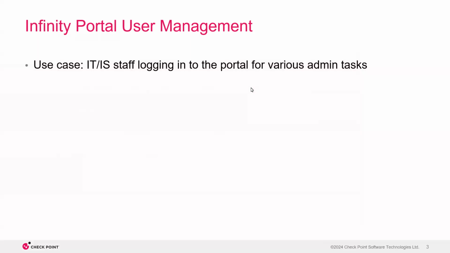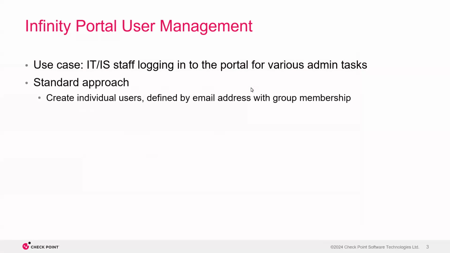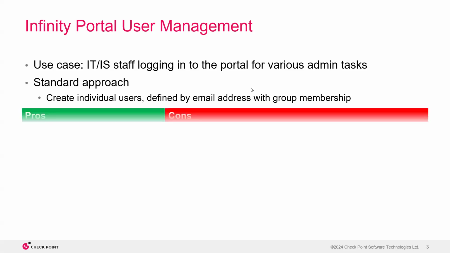So to start off with, I just want to review some typical use cases for something like this. When you have an organization of really any size at all, you have staff logging in for various tasks, especially on the Infinity Portal. Maybe you have people accessing Harmony email and collaboration. Maybe you've got a team managing SmartOne Cloud or folks that are working inside of the SASE platform. The standard 9 times out of 10 approach for a lot of folks is to create an individual user account for every single admin that needs it. Maybe they have different roles. Maybe they've got service specific capabilities, but we end up with a very long list of users.